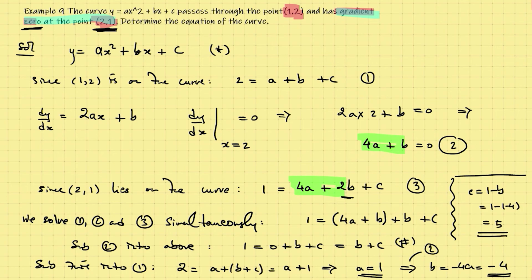So I've even managed to work out c. So we can now go back and write down what the equation must have been. It must have been y equals, a is 1, so I just get x squared. b happens to be minus 4, so I get minus 4x, and c we've worked out to be plus 5, so we get plus 5. So we've actually been able to work out the equation of our curve.